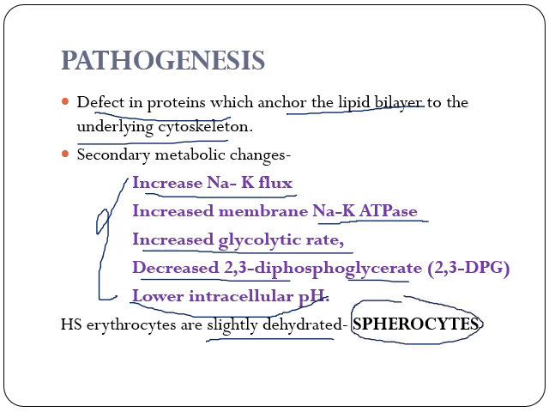Now, very important is that we should always remember that in hereditary spherocytosis, what is happening? There is more activity of sodium potassium ATPase. As a result, what will happen? More sodium will come inside and water will follow that. There will be swelling of the RBC.